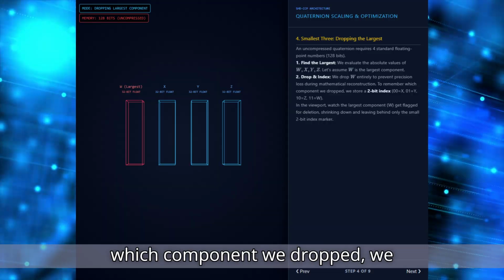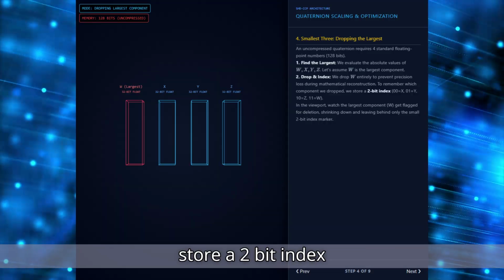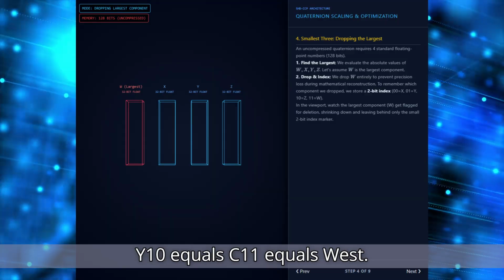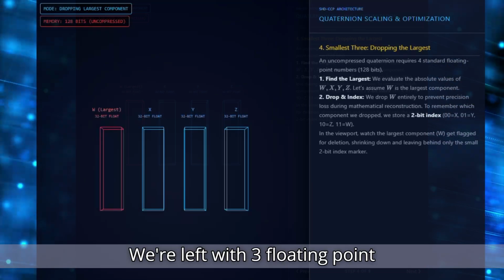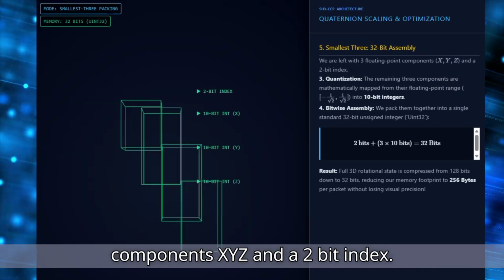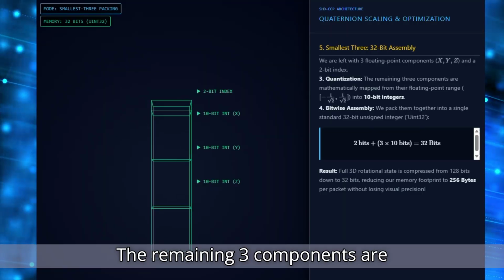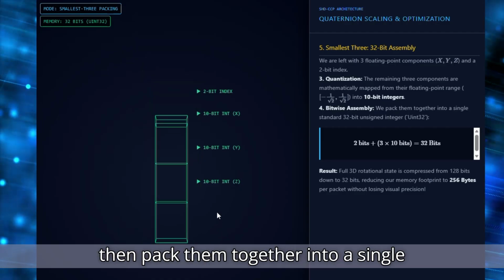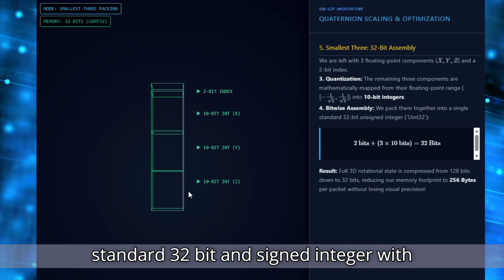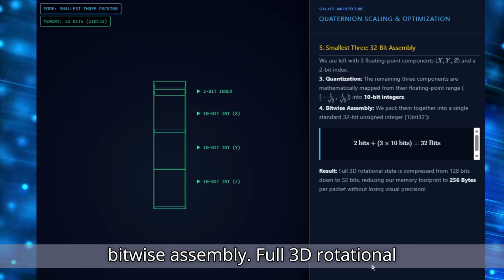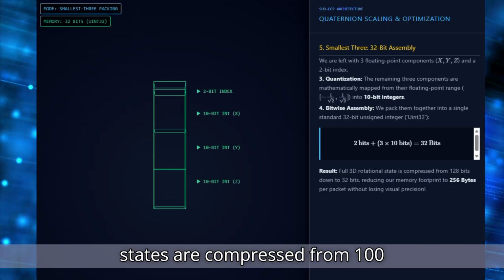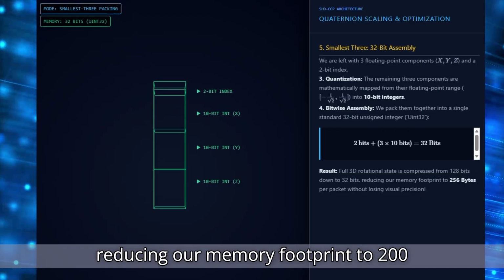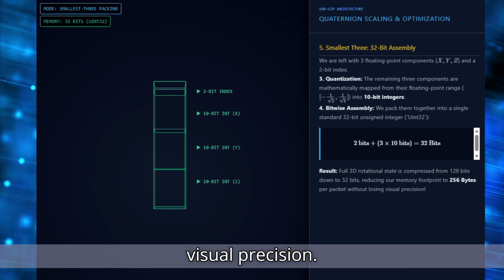To remember which component we dropped, we store a 2-bit index, where 00 equals X, 01 equals Y, 10 equals Z, 11 equals W. We are left with 3 floating point components, X, Y, Z, and a 2-bit index. The remaining 3 components are mathematically mapped from their floating point range into 10-bit integers. We then pack them together into a single standard 32-bit unsigned integer with bitwise assembly. Full 3D rotational states are compressed from 128 bits down to 32 bits, reducing our memory footprint to 256 bytes per packet without losing visual precision.